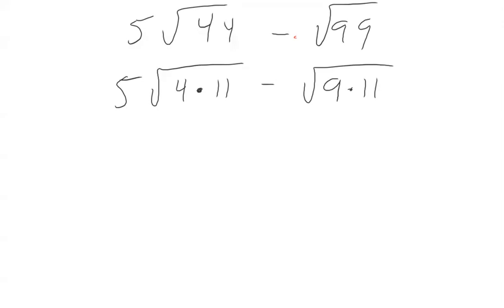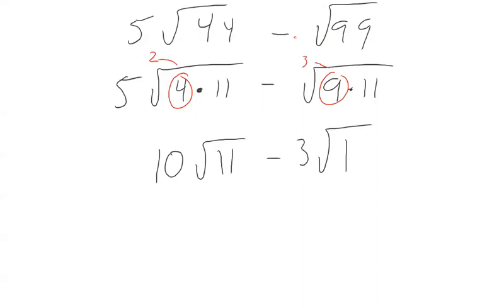So the square root of 4 is 2. The square root of 9 is 3. So 5 times 2 is 10 radical 11 minus 3 radical 11, because remember, if there's no coefficient out here, then it is a 1. And 3 times 1 is 3. Now, I have what's under the radicand. They're the same. So therefore, 10 minus 3 is 7 radical 11.